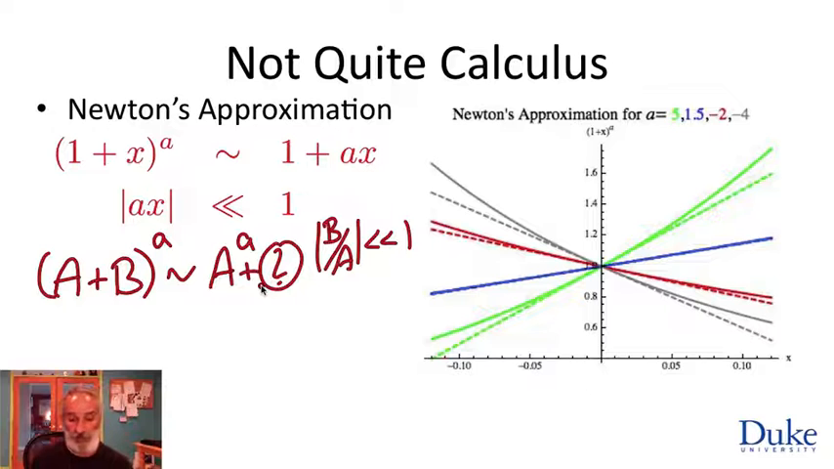But not quite. B is not exactly 0. I want to know how far this deviates from A to the a. And the trick that I'm going to use is going to be Newton's approximation.